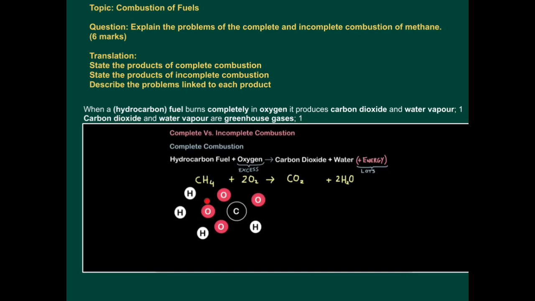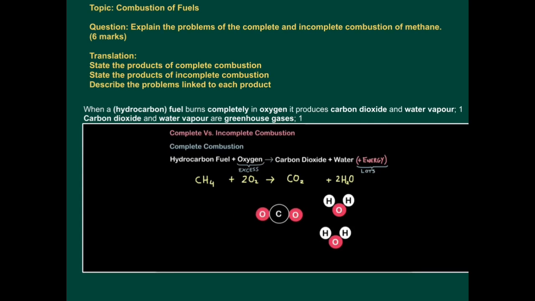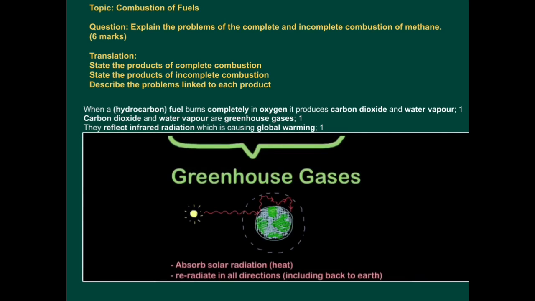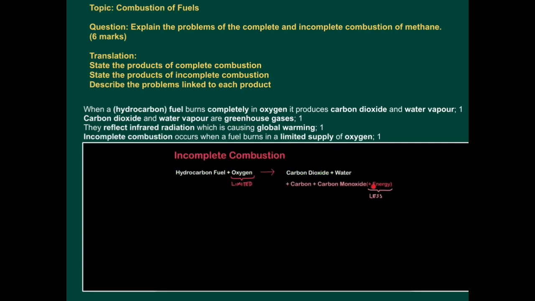So carbon dioxide and water vapor are greenhouse gases. So we can see they're burning and they're forming water vapor and carbon dioxide here. And greenhouse gases reflect infrared radiation, which is causing global warming. So you can see the solar energy is getting through our atmosphere and then it's being re-emitted as infrared, but infrared has a longer wavelength, so it's reflected by certain gases in our atmosphere called greenhouse gases, mainly carbon dioxide, water vapor, and methane, although you don't have to talk about that in this question, and gets reflected and therefore the Earth is warming up.